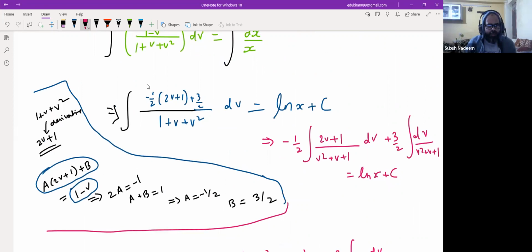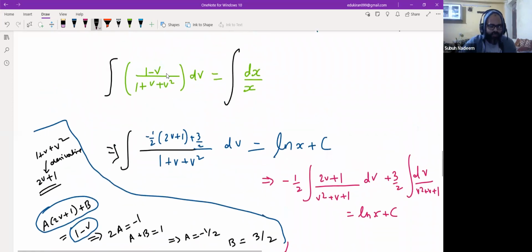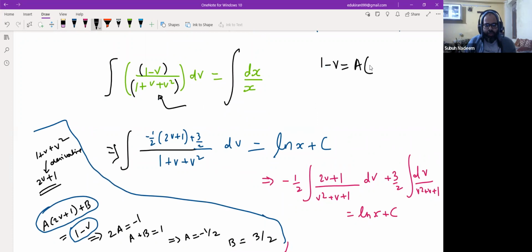Yeah, that is basically what we used to do in integration. This is 1 minus v. Now we want to integrate this. How will you integrate this? You will take 1 minus v as a times the denominator's derivative, so that will be a(2v plus 1) plus a constant.